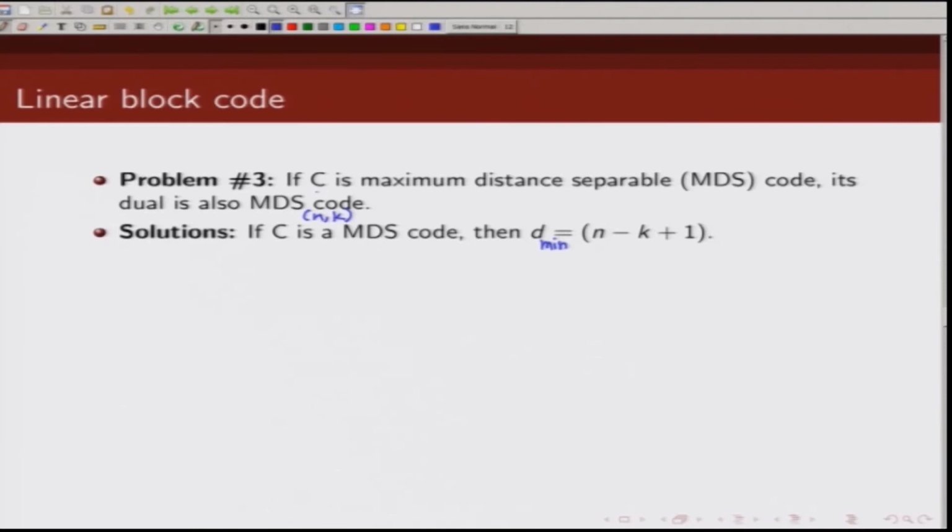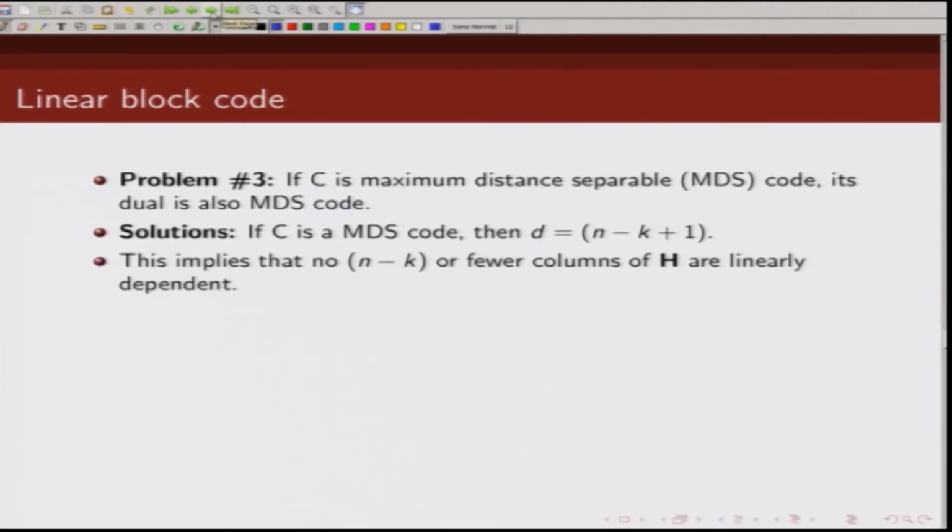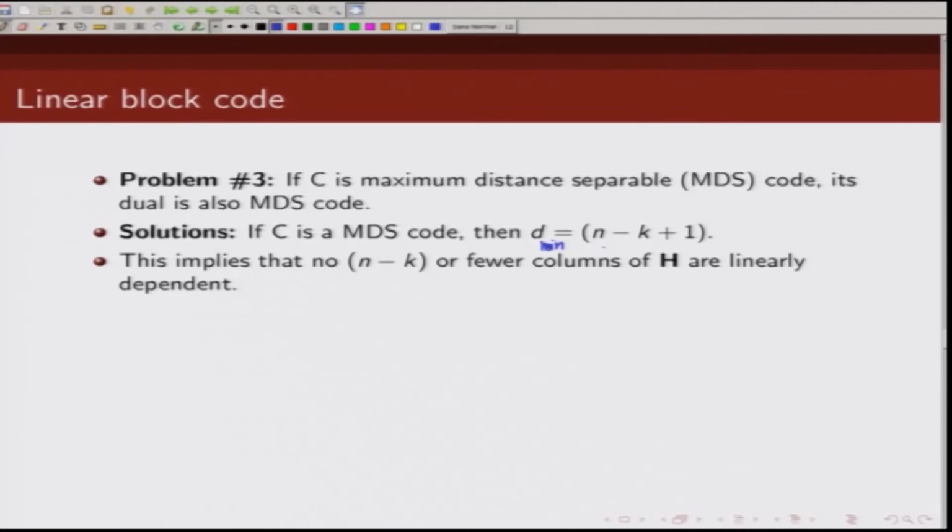This follows from the fact that our given linear block code C is maximum distance separable. Now, if the minimum distance is n minus k plus 1, it means that there are no n minus k or fewer columns in the parity check matrix of this code which are linearly dependent. If you recall, the minimum number of columns of this parity check matrix which are linearly dependent can be found out if we add up the columns of the parity check matrix. The minimum number of columns that add up to 0 is the minimum distance of the code.